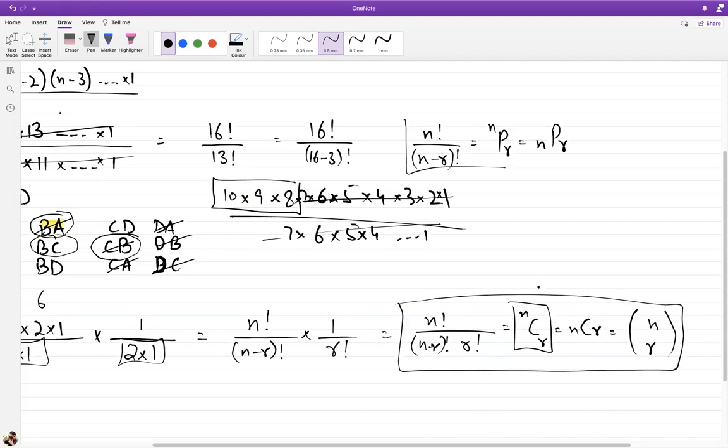And remember, order doesn't matter here. How do we know it doesn't matter? Because this r thing tells me that I'm canceling out the repetitions.